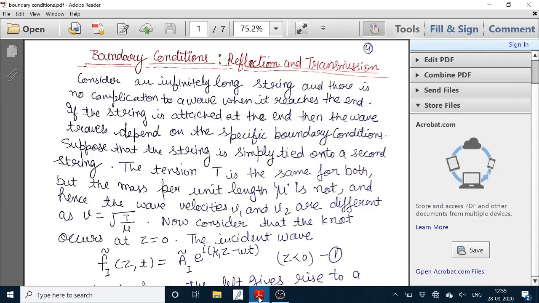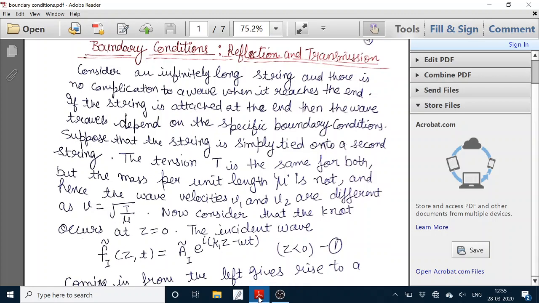Hello students, today I am going to discuss boundary conditions for reflection and transmission. So in this, if we simply consider an infinitely long string whose end is not attached anywhere, then when we give a disturbance to the string, a wave travels and reaches the other end, and it doesn't depend on any kind of boundary conditions.